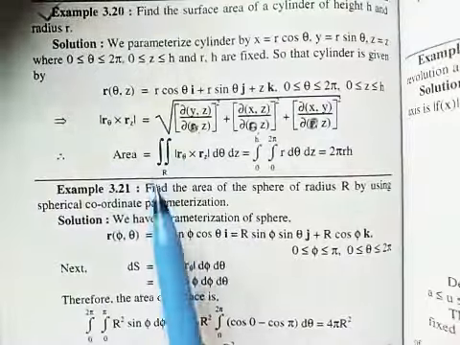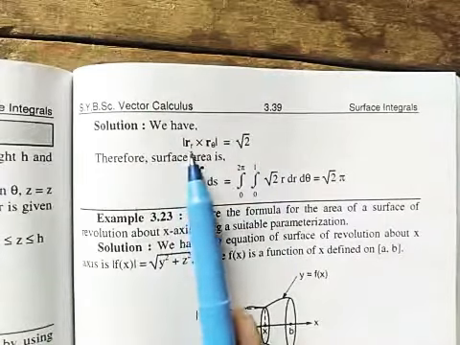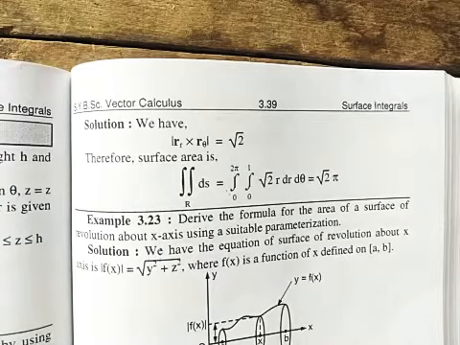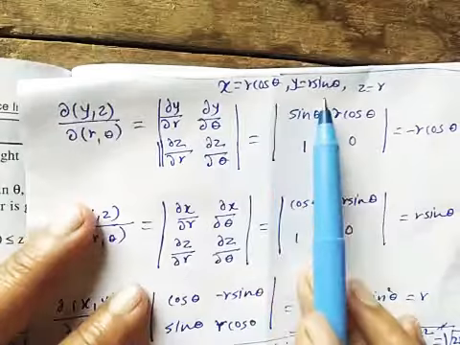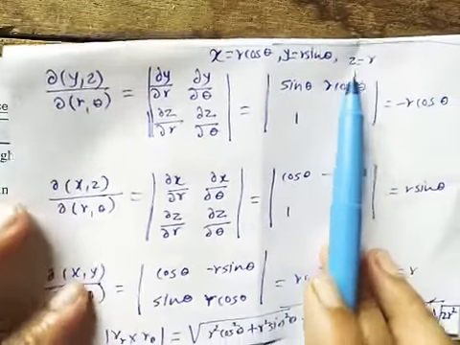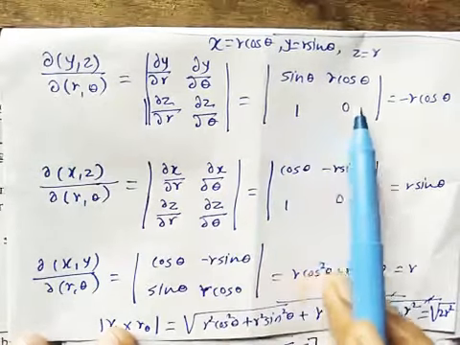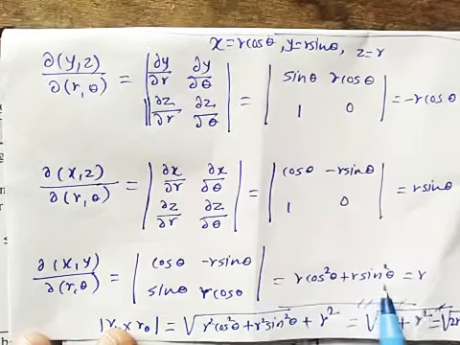And we know the formula for surface area. So first we will calculate the magnitude of r r cross r theta. For that, we know here x is r cos theta, y is r sin theta, and z is equal to r. Again we use the formula: dA by yz upon dA by r theta will be minus r cos theta. dA by xz upon dA by r theta will be r sin theta, and dA by xy upon dA by r theta will be r cos square theta plus r sin square theta, that is r.